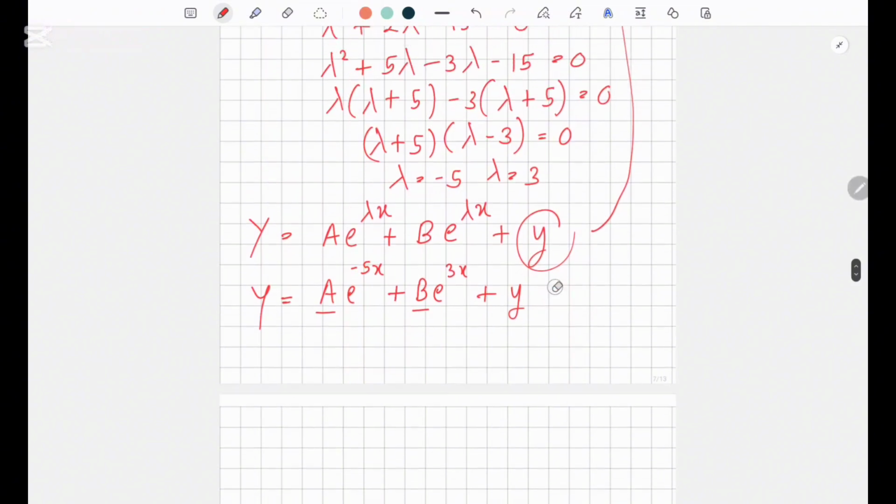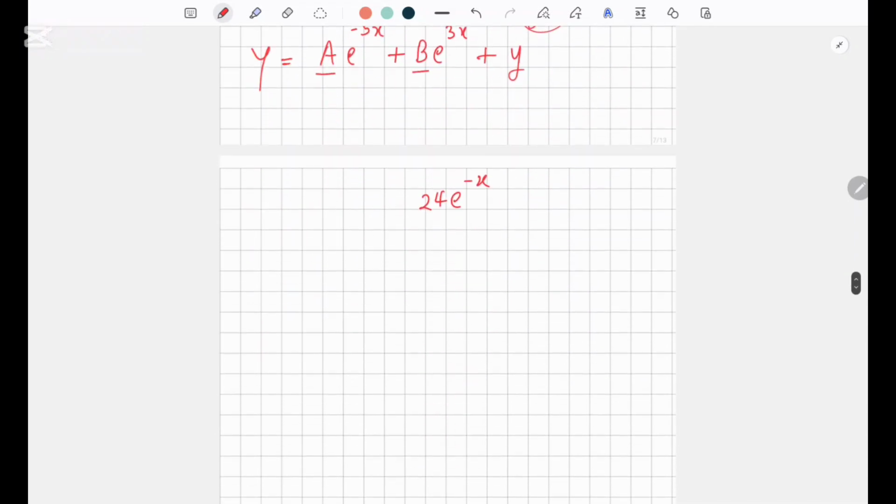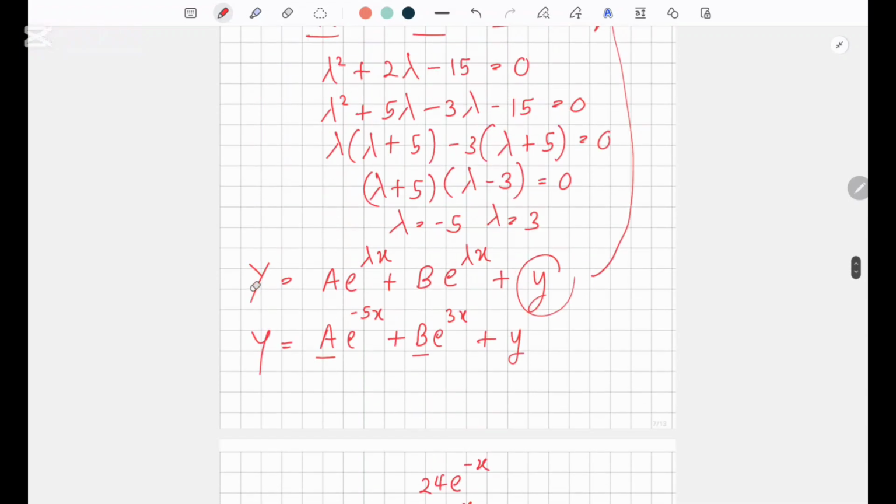So now we'll have to focus on y. So we have 24 e to the power minus x, right? So what do you do with that? So we can write y equals alpha e to the power minus x, okay? So now let's differentiate this. Dy over dx. I'm really sorry. This has to be v, not y.